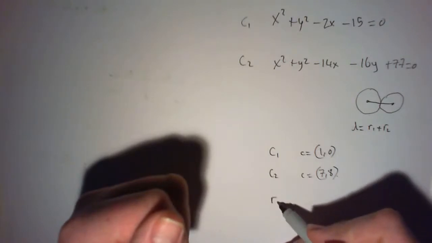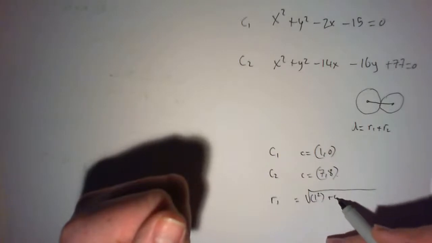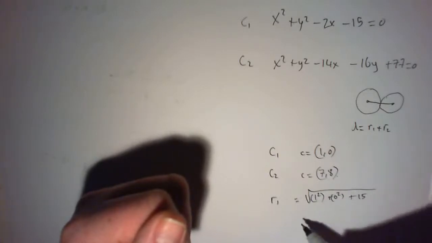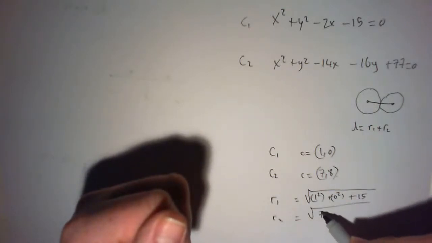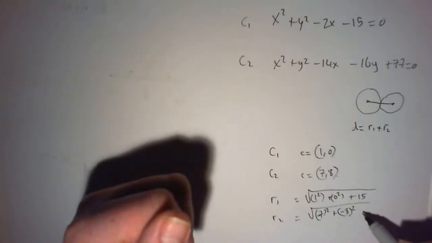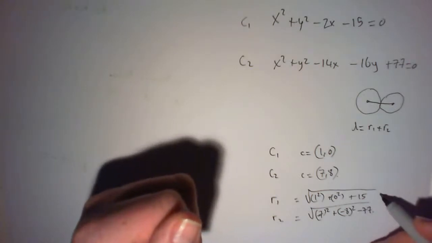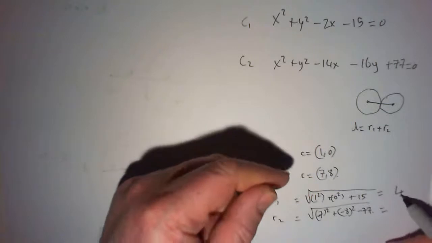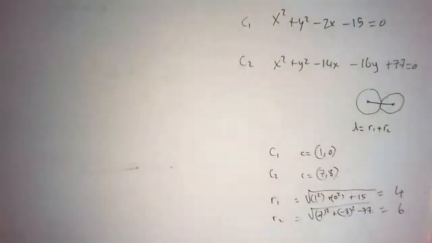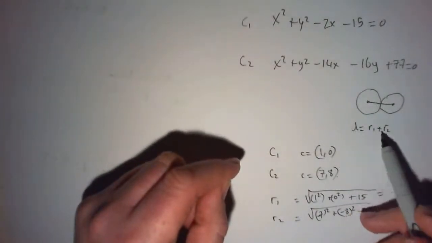Okay, the radius of 1 is going to be the square root of 1 squared plus 0 squared plus 15. The radius of 2 is going to be the square root of minus 7 squared plus minus 8 squared minus 77. So let's get those radii then. That's 4. That's 49 plus, that's 6. Okay, so all I need to do now is get the distance between them.